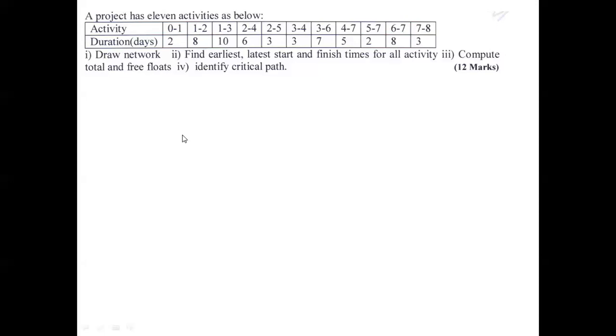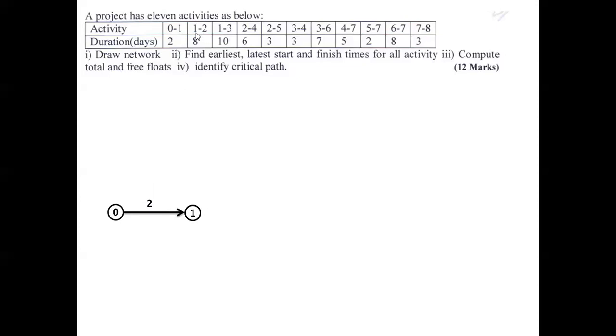First, 0 to 1. This is the start event 0, and 1 is the end event. These two events are connected by the arrow, which indicates the activity. And the duration for this 0 to 1 activity is 2, so 2 days is written above this arrow mark. Please remember always the duration has to be written above the arrow mark. Then next is 1 to 2.